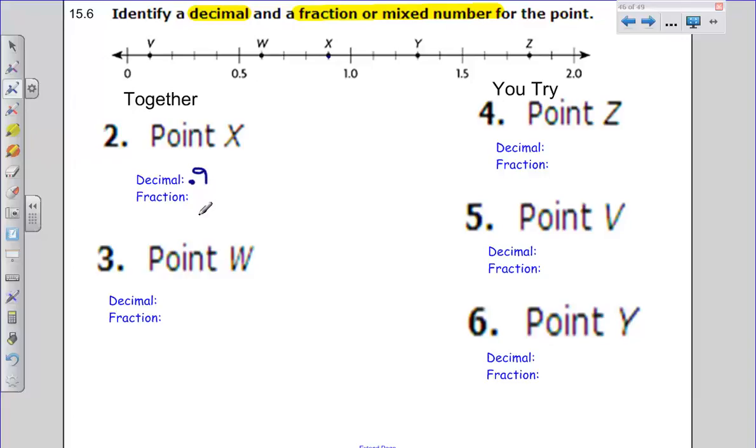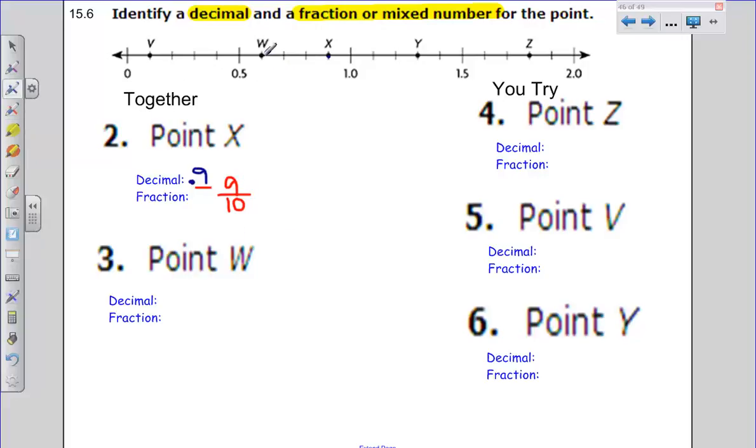And then what's my fraction going to be for that? Well, my decimal is in the tenths place, so my fraction is going to be out of 10. How close to 1 am I? Well, I'm 9/10 of the way there, so it's going to be 9. So my decimal is 0.9, and my fraction is 9/10.